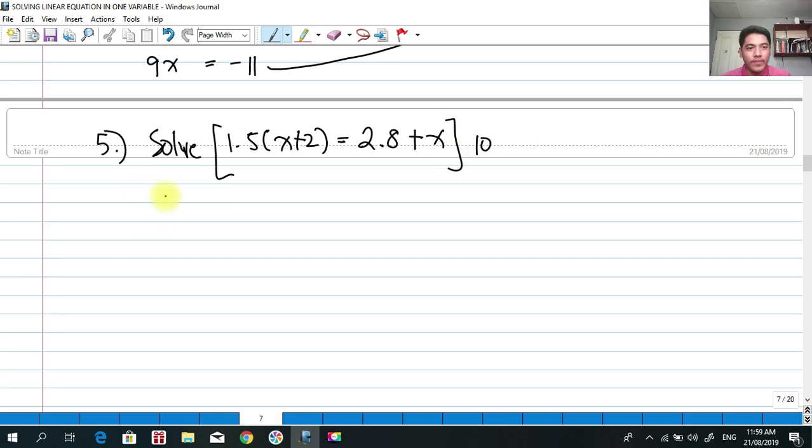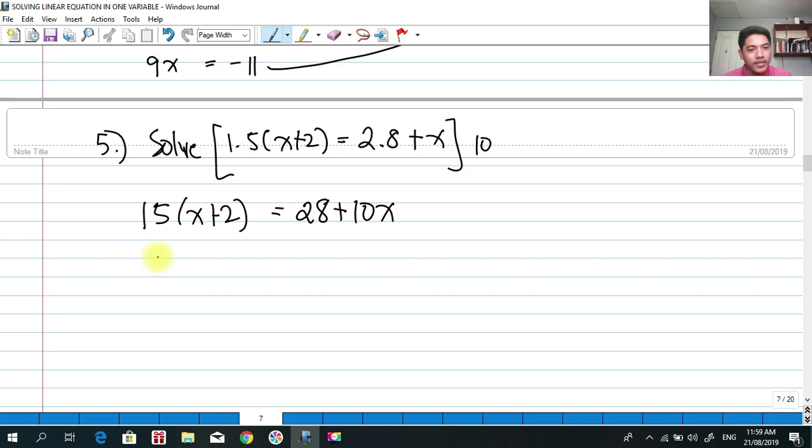So 1.5 times 10 is 15, times the quantity x plus 2. 2.8 times 10 is 28, plus, of course, 10x. So we have eliminated the decimal by multiplying by 10. And don't worry, it is still the same, because what we did is multiply both sides of our equation by 10, so it's still equal.